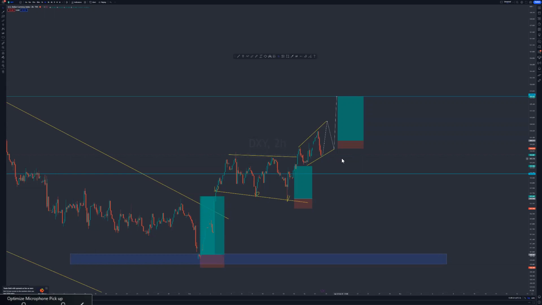I like starting with DXY. Are you guys into indices or are you guys into currency? Indices or currency? For me, I'm more into those currency pairs.